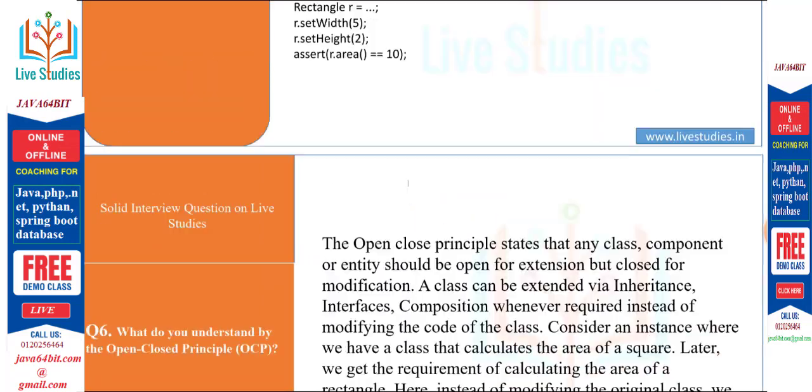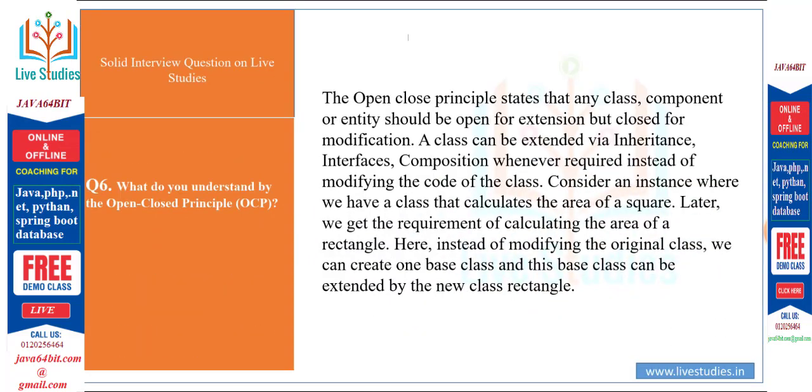Okay. Another question is, what do you understand by the Open-Closed principle? The Open-Closed principle states any class, component or entity should be open for extension but closed for modification. A class can be extended with inheritance, interface or composition when required, without modifying the code of the class. Consider an instance where we have a class that calculates the area of a square. Later we get a requirement to calculate the area of a rectangle. Instead of modifying the original class, we can create one base class, and this base class can be extended by the new class.